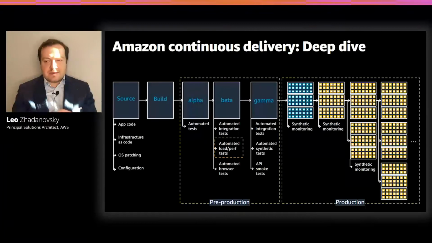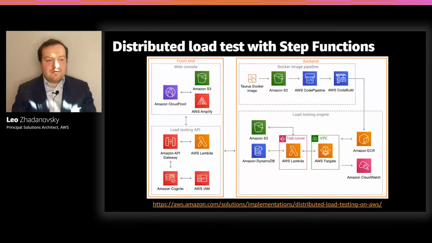For some of these things, for example the automated load and performance tests, you might want to use a Step Functions state machine. Let's take a look at how this works. We've got in our solutions library a distributed load test solution on AWS. The way it works is there's essentially a Step Functions state machine, and that triggers the load tests in AWS Fargate. You've got an ECS cluster running in Fargate, and it's executing load tests as you need them to.